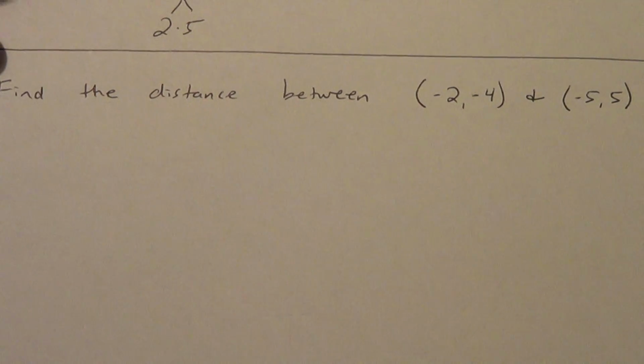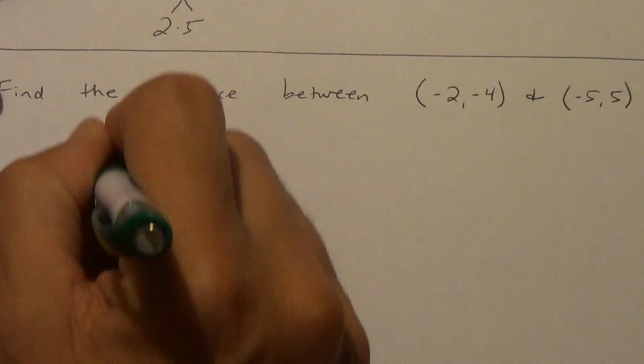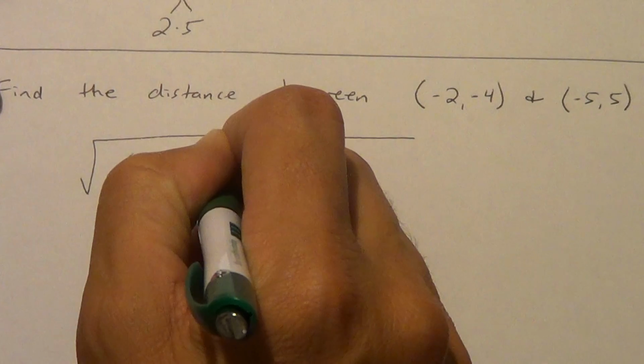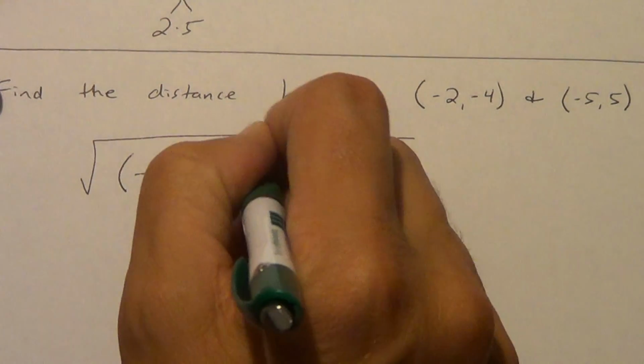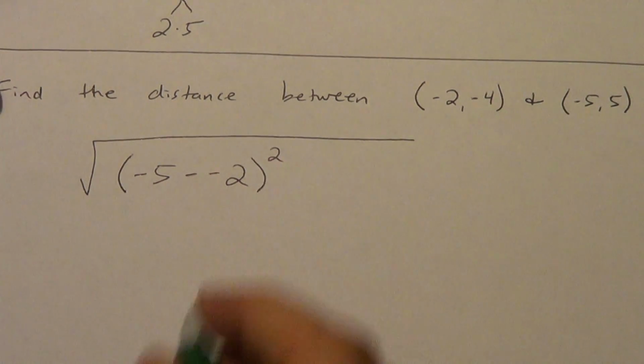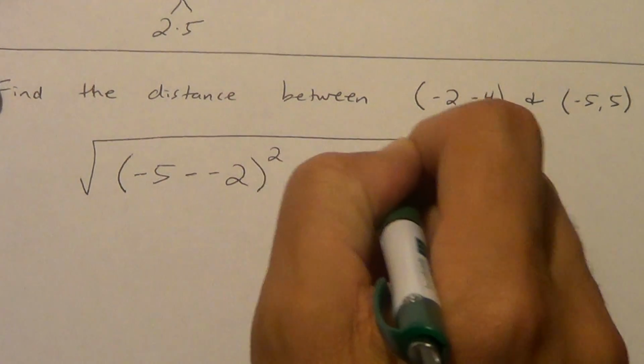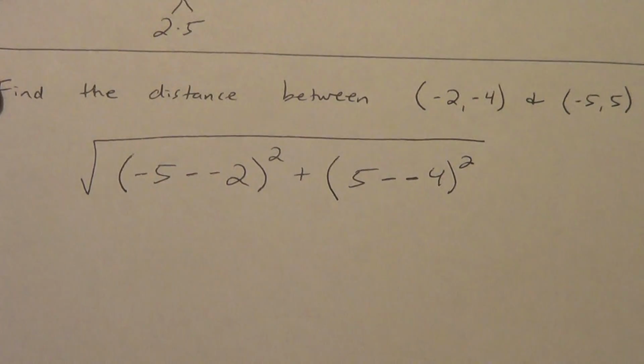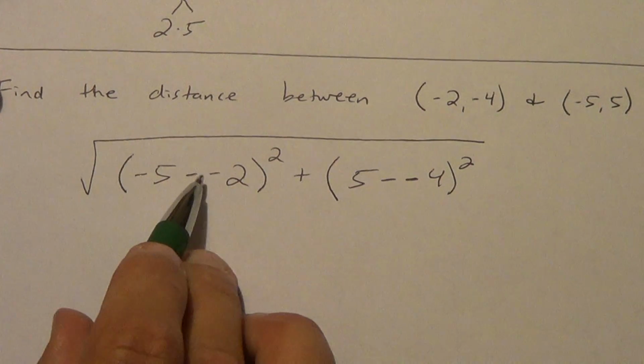All right, hopefully you have an answer. Let's take a look. Remember, big square root, x2, negative 5, minus x1, negative 2. Squared goes outside. Plus, y2 is 5 minus negative 4. Squared goes outside. Remember, what do we do with a minus and negative? We treat that like a plus.